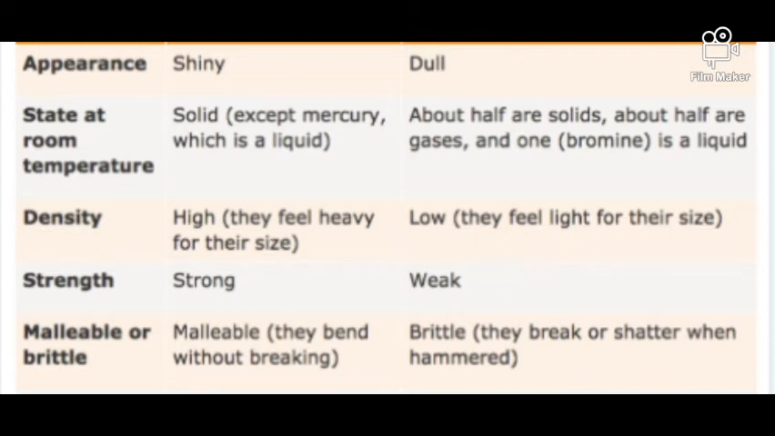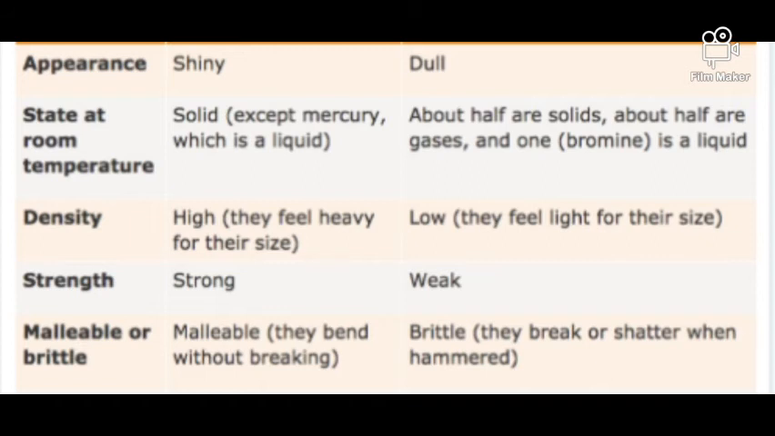State at room temperature. Metals are always solids. They are always in solid form, except for mercury, which is in liquid form. Even at any temperature, they do not change their state. They are always in solid form. Non-metals are in all other forms: they are solids, gases, and liquids.